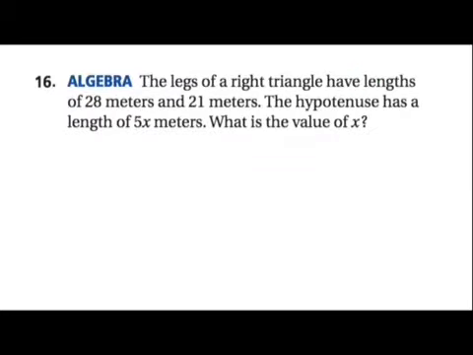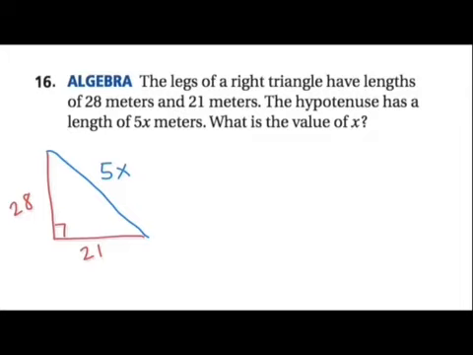All right, this one's a little bit of a challenge problem here. The legs of a right triangle have the lengths of 28 and 21 meters. So we know legs are the two that form together to make that right angle. So we know one of them is 28 and one of them is 21. And then we have the hypotenuse has the length of 5x. What's the value of x?